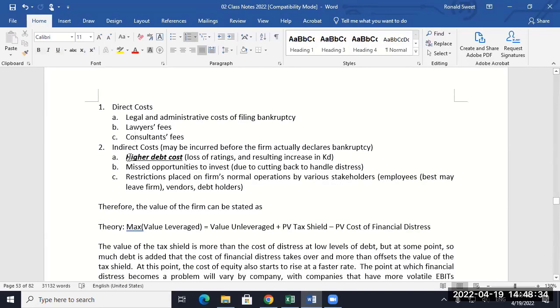The indirect costs are your cost of debt is going to rise quite dramatically. You're going to miss opportunities. You can't buy another firm or add new stores, those kinds of things.